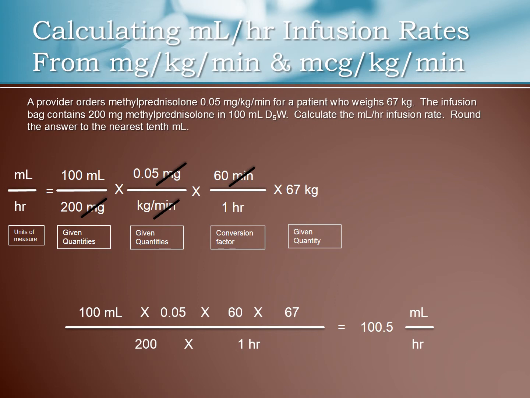Okay, so let's figure this if you had to have micrograms per kilogram per minute. Basically, you're going to set up the problem the same, other than you would use two conversion factors. You would use one for the micrograms and milligrams, and then you would use one for the minutes and the hour.